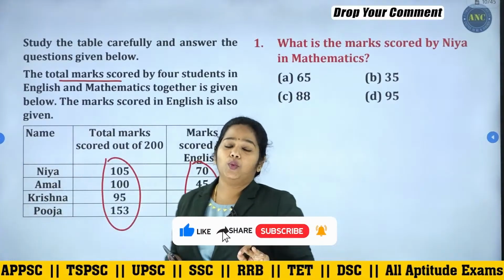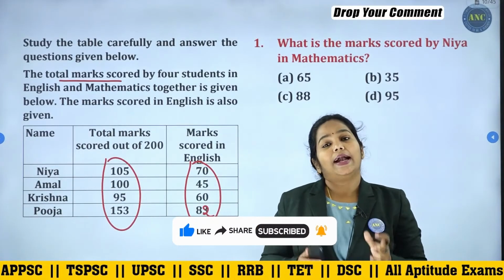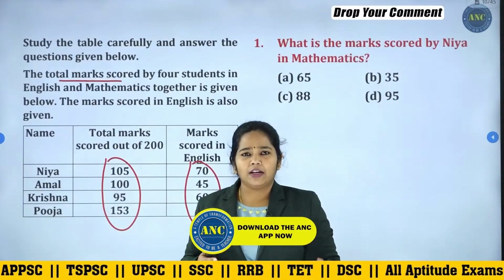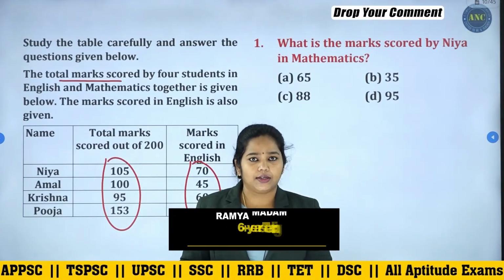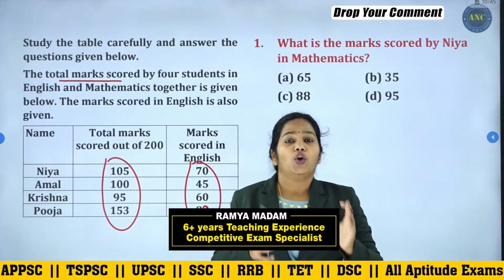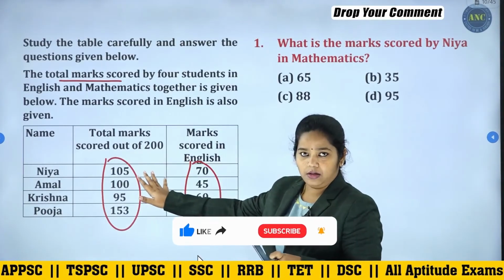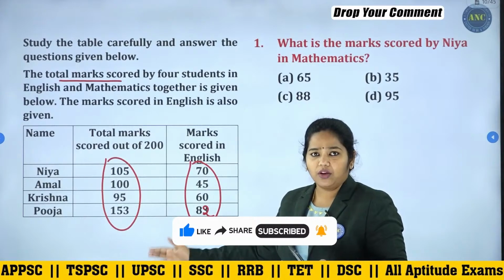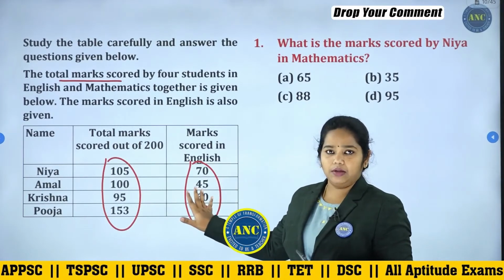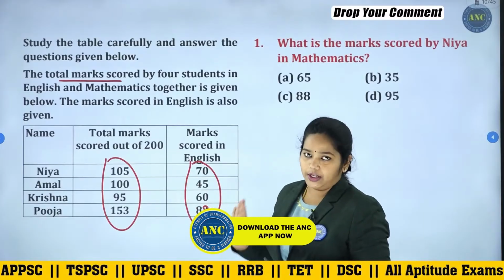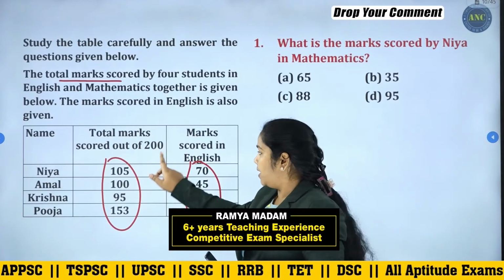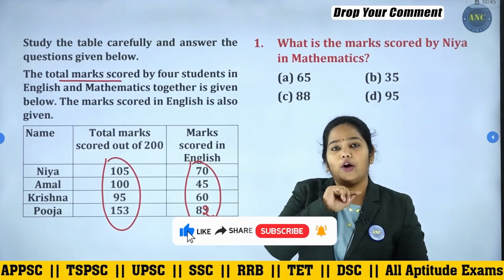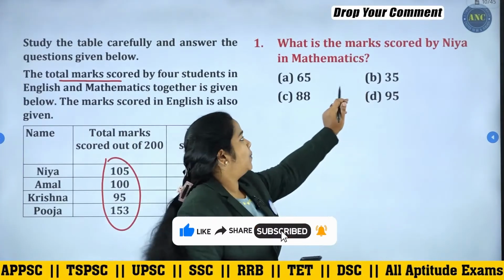Here I'll tell you one thing. Always remember, while you are attempting questions, especially regarding data interpretation, or for that matter, in English, if you are doing reading comprehension, of course we have to observe the table, but we are not going to sit here and decode the table completely first. We'll observe the table. What is the information given? Total marks for the students out of 200 and marks scored in English. This is the information given. Clear? So here we are not going to decode anything. We have to go and check the questions.